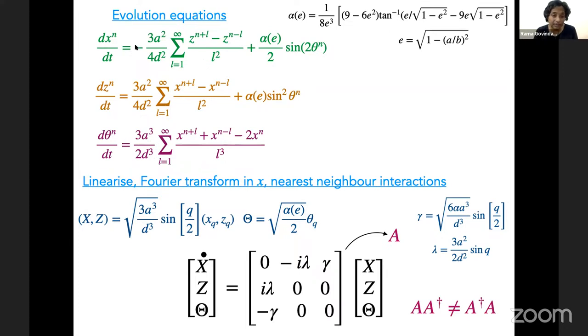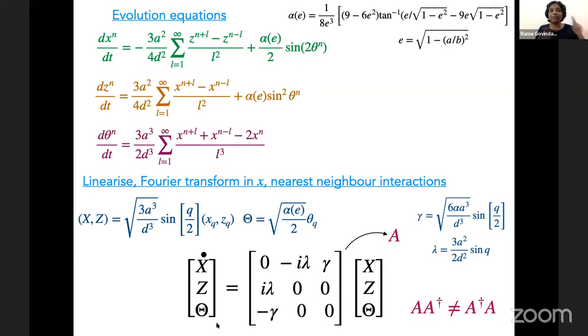So here are the equations which we're solving. We linearize, we do everything that you normally do for stability analysis. You Fourier transform in X, because remember we gave a wave-like perturbation in X and we restricted ourselves to nearest neighbor interactions. And the linear thing looks like this after some very special normalization apart from non-dimensionalization, which I'll come to. So we get X, which is the Fourier transform perturbation in the horizontal direction, the same in the vertical direction, and the angle. So these three are the variables.